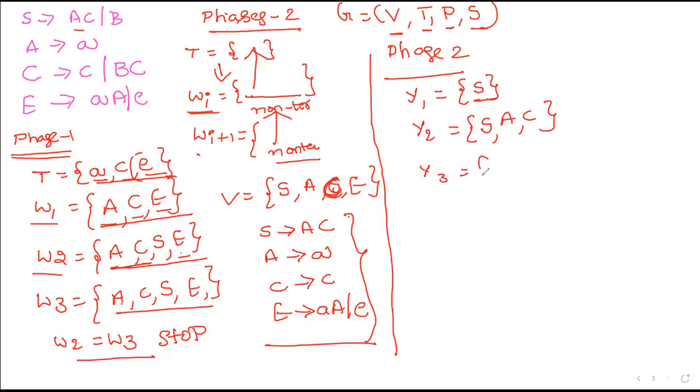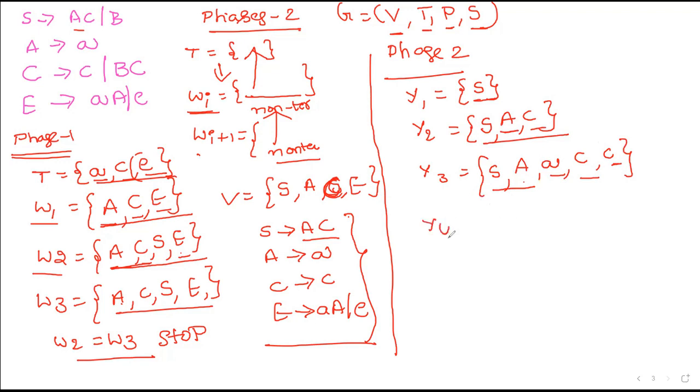Now Y3, the same procedure. S tends to AC, already completed. Now A tends to small a. Now C tends to small c. That is from S, A and C. So S, A, C, these are from S. From A, we are writing small a. From capital C, we are writing small c.